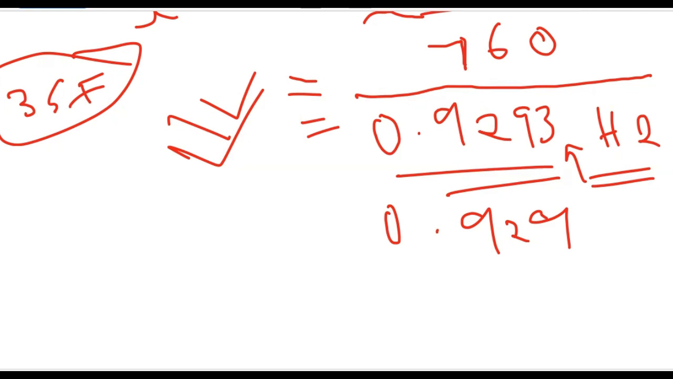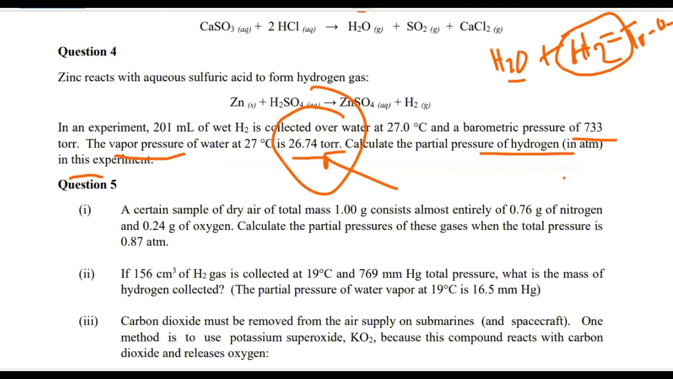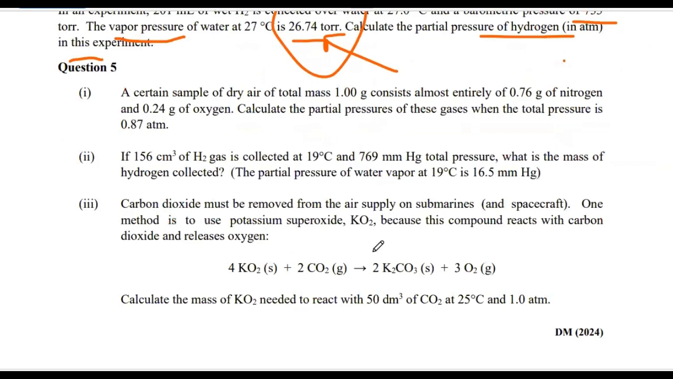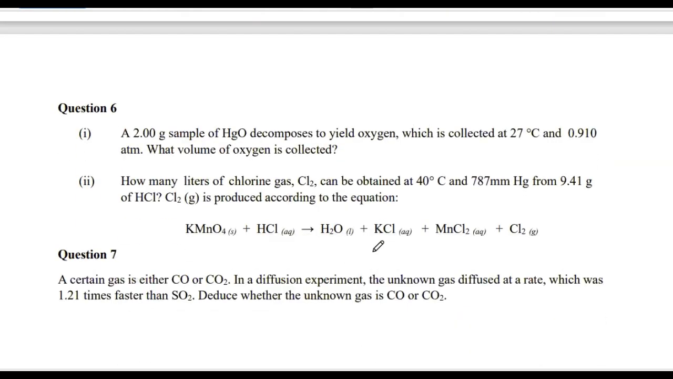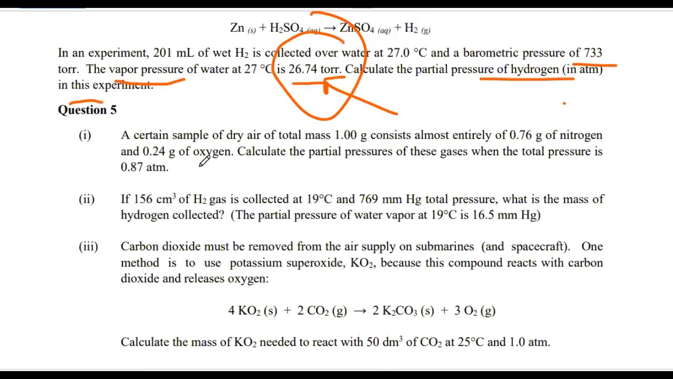Let me look at the other question before we move to the other tutorial, because the concept is just the same. The whole question 5, the concept is just the same, even question 6. So let's solve some from question 5. Here they're saying a certain sample of dry air consists entirely of 0.76 grams of nitrogen and 0.24 grams of oxygen. Calculate the partial pressures of these gases when the total pressure is that.